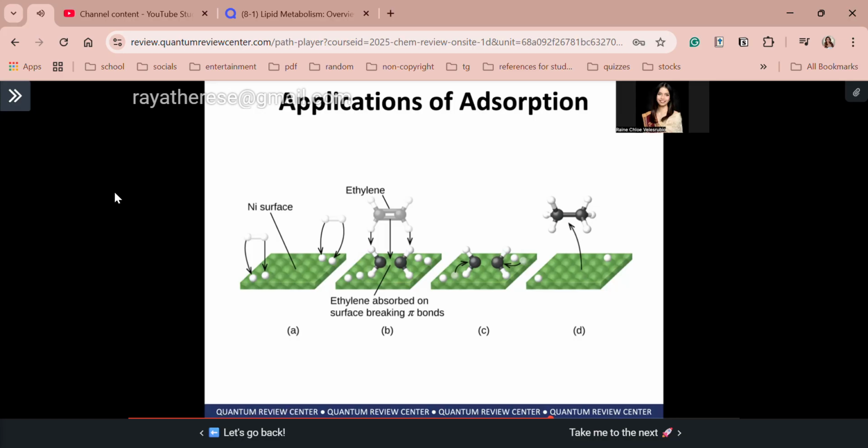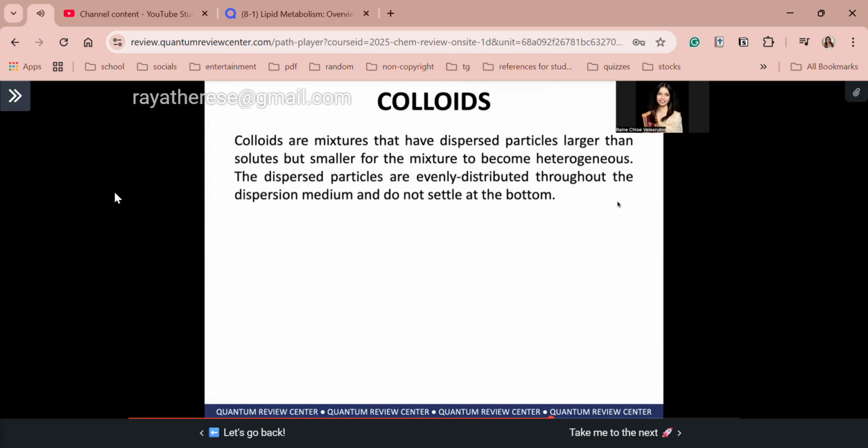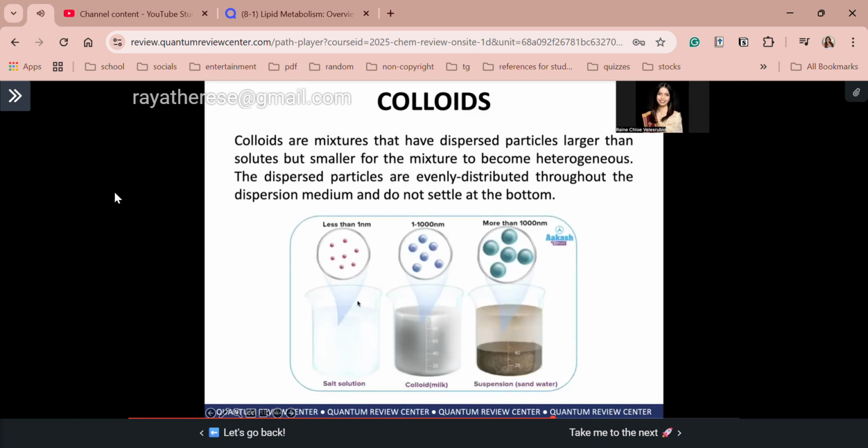Okay? Ayan, now let's move on to colloids. So, colloids, these are mixtures that have dispersed particles larger than the solutes, but smaller for the mixture to become heterogeneous. So, meaning guys, ito yung gitna ng inyong solution and your suspension. Okay? So, here, the dispersed particles, they are evenly distributed throughout the dispersion medium. So, for example, ang dispersion medium ay liquid, okay? Evenly distributed yung particles na yan, and they will not settle at the bottom. So, for example, here we have a salt solution. The particles of a salt solution has particles with a size of less than 1 nanometer.